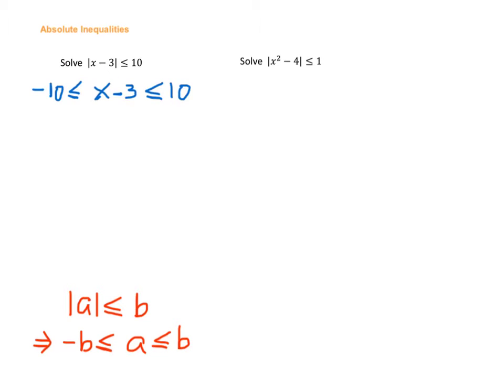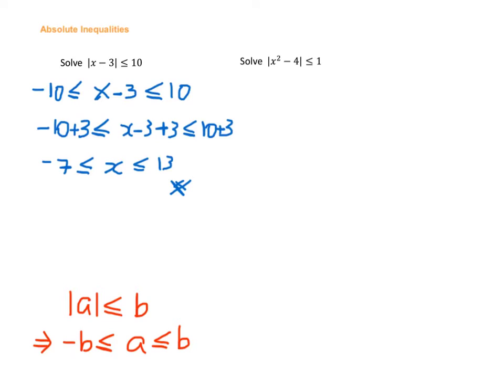So using this property, when we open up the inequalities, it looks like this, where we have x minus 3 bounded between negative 10 and 10. So we want to find out the interval where x is at. We want to eliminate minus 3, so all we have to do is add 3 to each and every part of this.